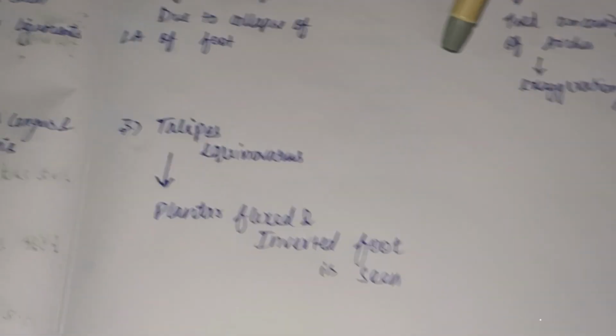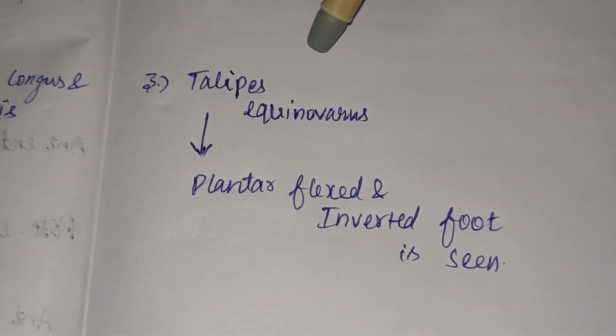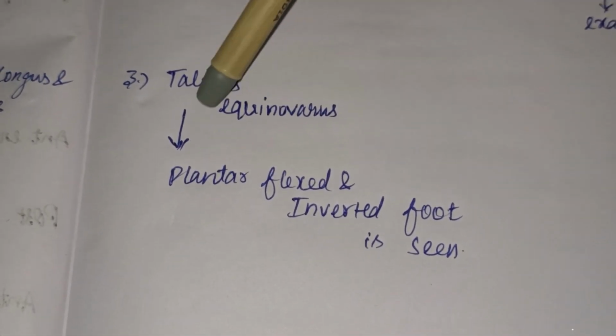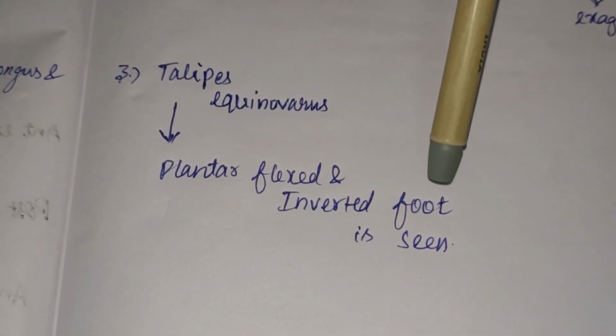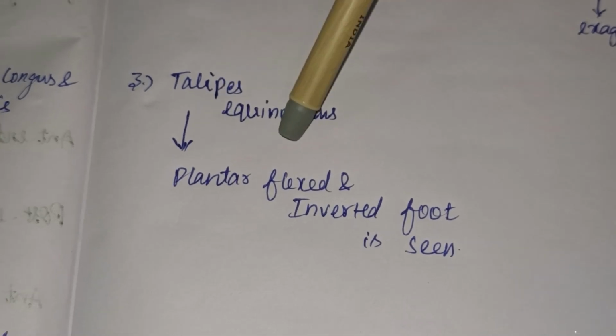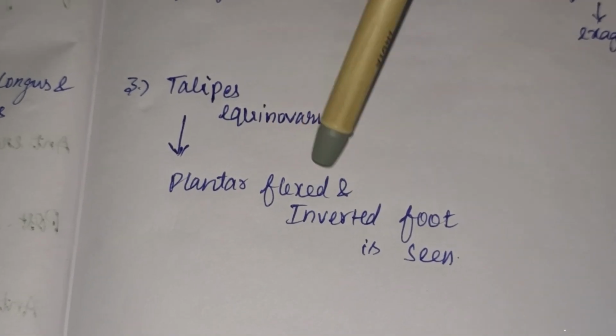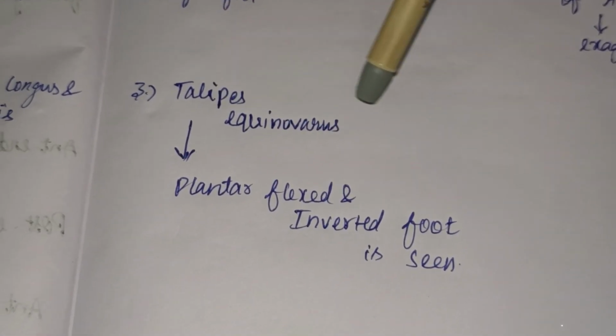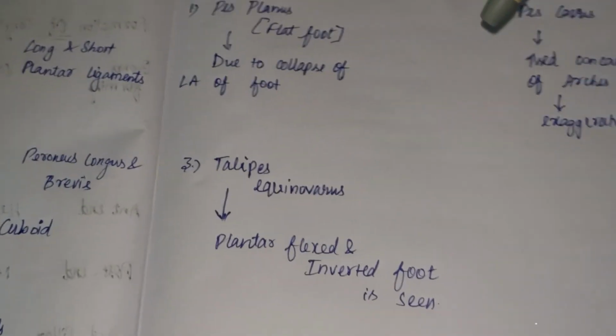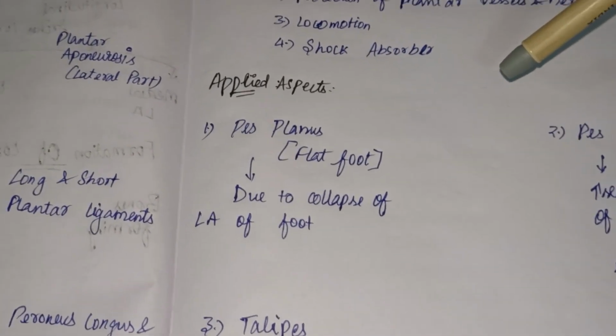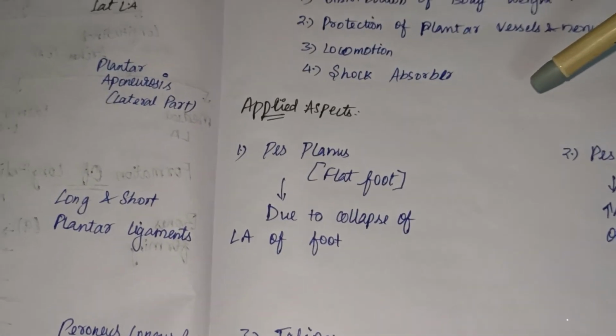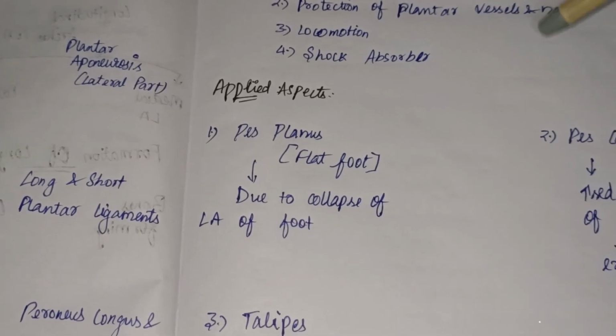Now talipes equinovarus is where the foot is plantar flexed and inverted. Talipes equinovarus is seen. So in this video we have clearly learnt about the arches of the foot and its types and subdivisions of its types.